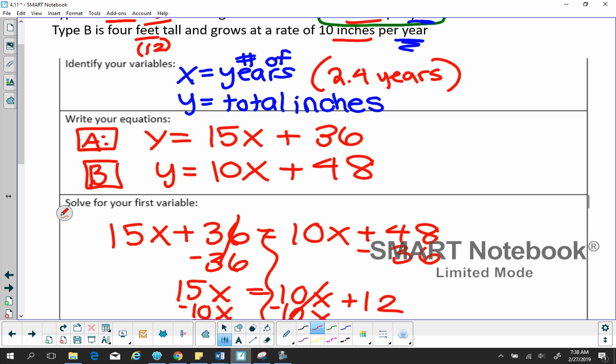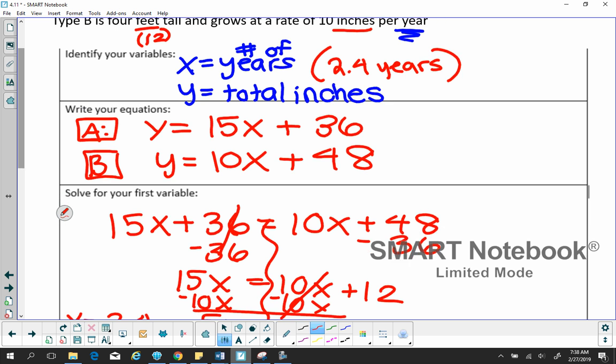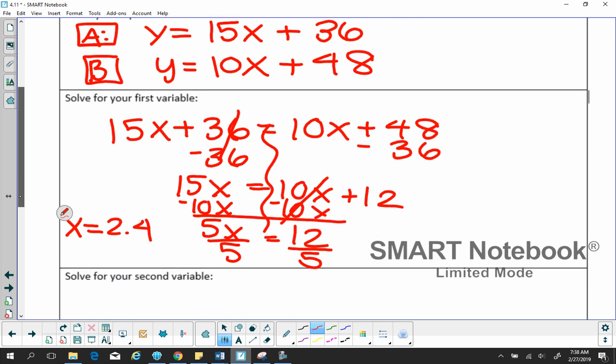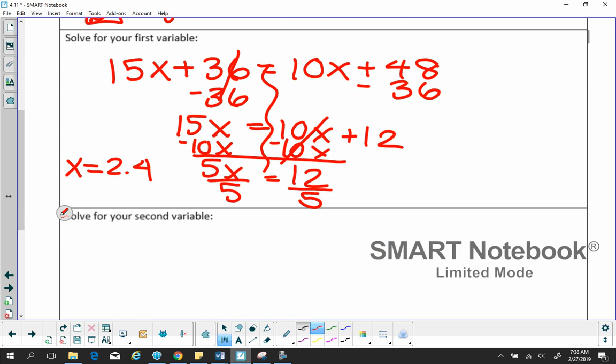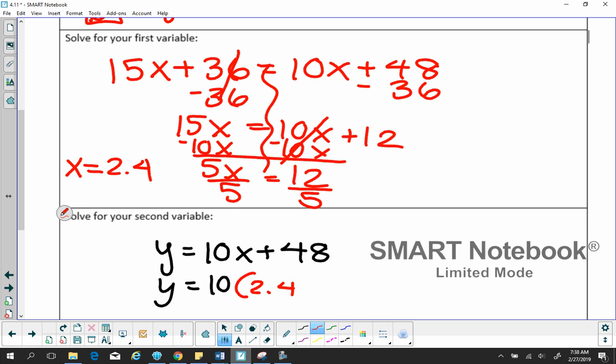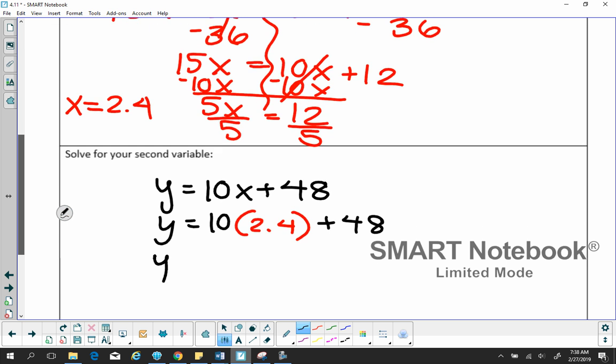If they ask for the total inches, I've got to plug it into either equation. I'm going to plug it into the second one, 10x plus 48. And I know my x, I just found it, is 2.4. What do you get when you plug that in? Well, when you multiply this, you get 24 plus 48, which ends up being what?